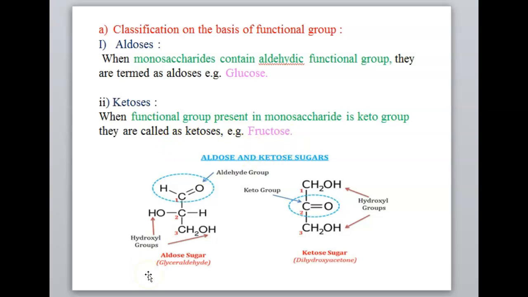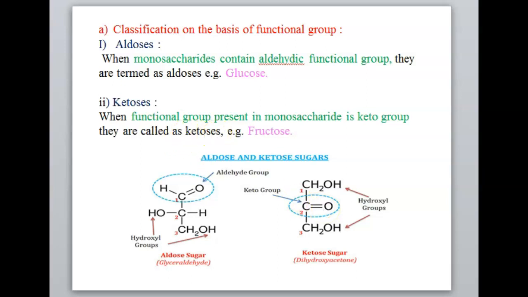You just see this diagram properly. This is the aldose sugar, that is glyceraldehyde, and this is the keto sugar. In aldose sugars, the aldehydic functional group is present. That's why it is called an aldose monosaccharide. And here the ketose sugar, the example is dihydroxyacetone. The keto group is the functional group present in the structure. So this is called a ketose.